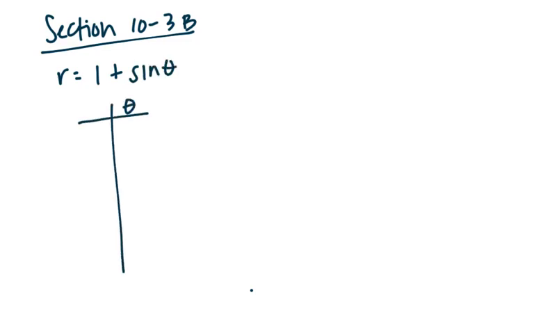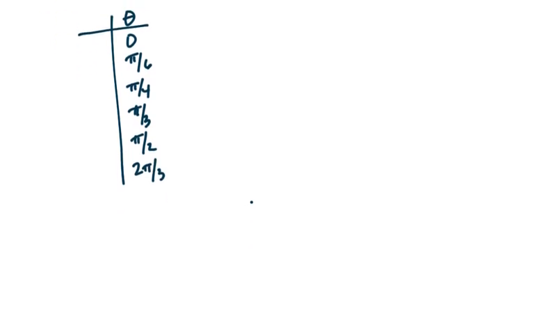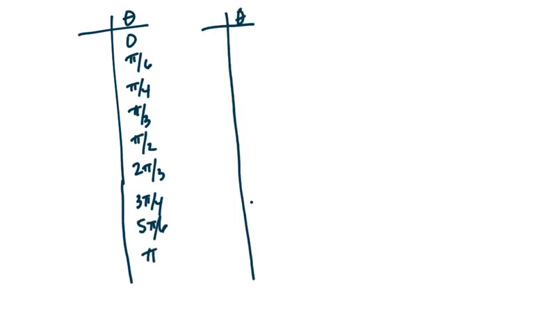So we're going to pick our theta and find our R. So theta is 0, pi over 6, pi over 4, pi over 3, pi over 2, 2 pi over 3. All of your special angle values, and then in the second quadrant, 3 pi over 4, 5 pi over 6, and then pi. You could keep going. You probably should.